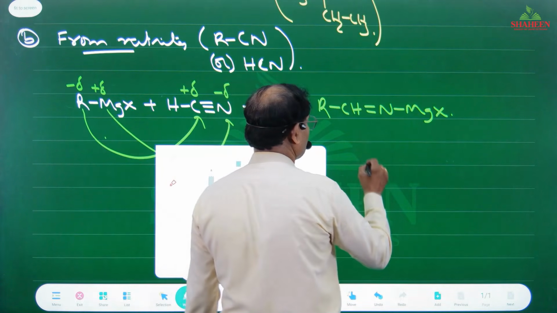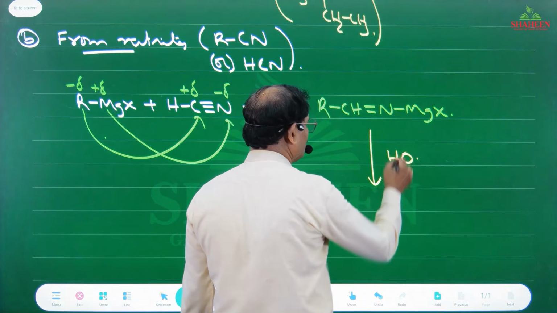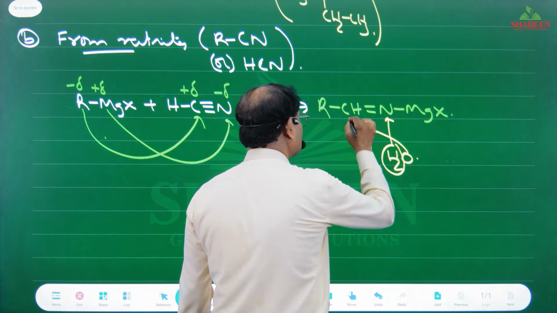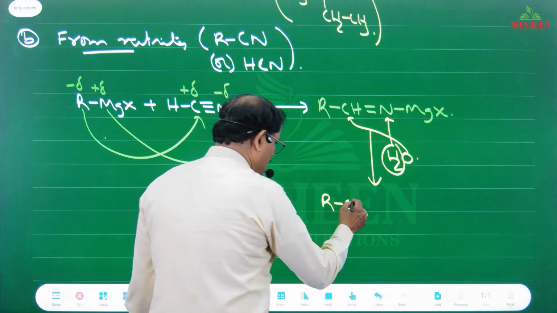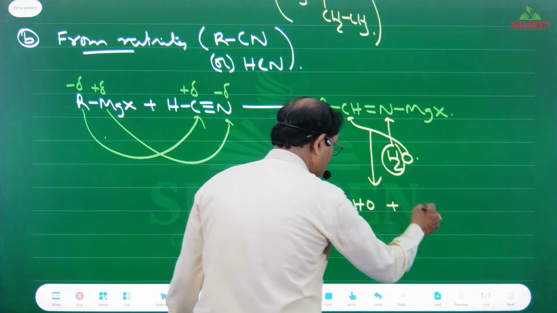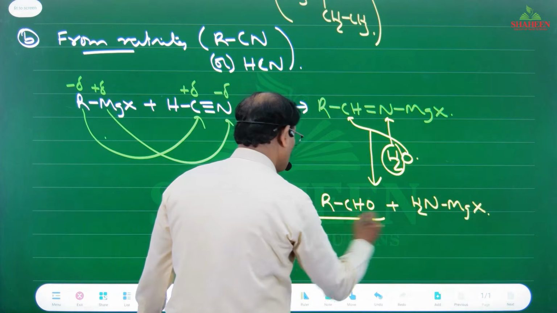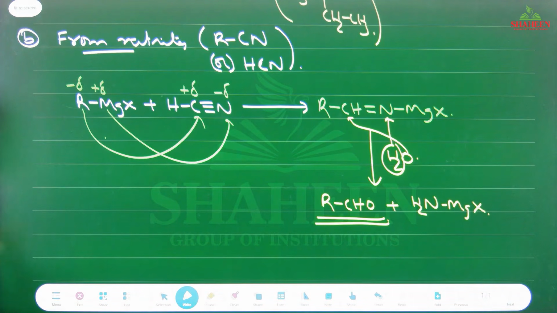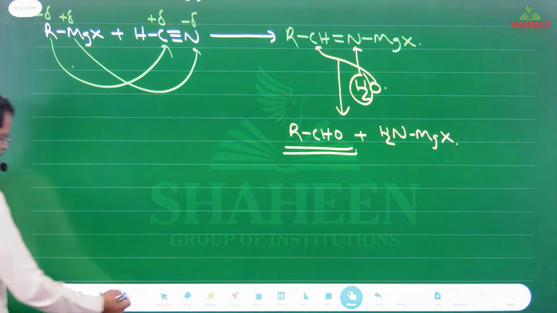In hydrolysis with H2O, both hydrogen atoms are bonded with nitrogen and the oxygen is bonded with carbon. So what we have is RCHO plus NH2MgX. To get an aldehyde, we need to take hydrogen cyanide. If you use hydrogen cyanide, the aldehyde is the product.